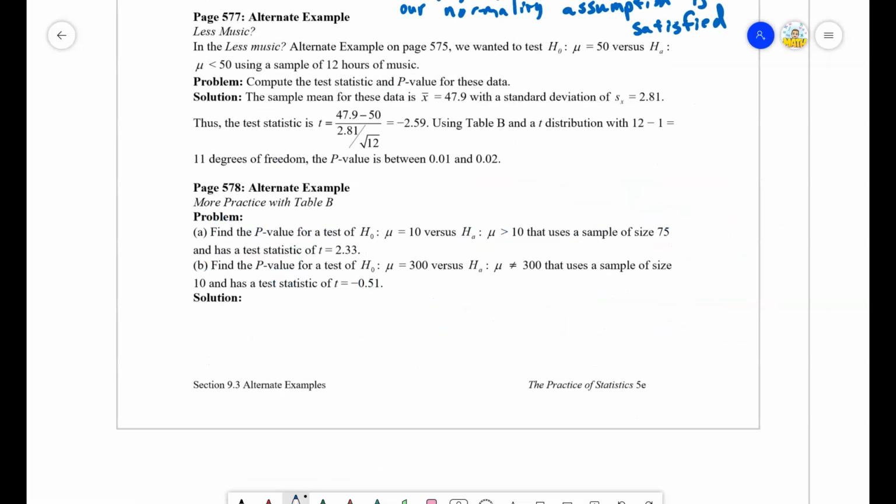And now the next example, they just complete the significance test for us. They take the sample mean 47.9, subtract the hypothesized mean of 50, and they find a test statistic of negative 2.59, and they say use table B to find the p-value. So they don't give us an exact p-value. They say the p-value is going to be between 0.01 and 0.02. Well, where are they getting that from?